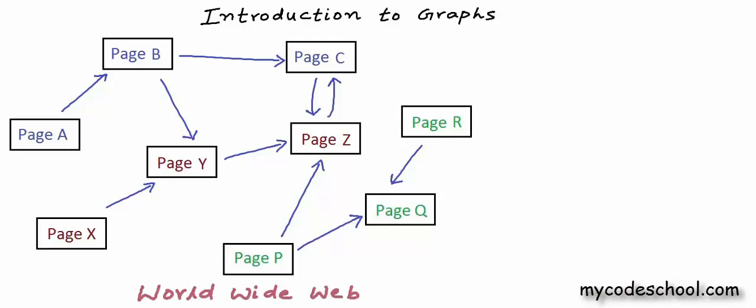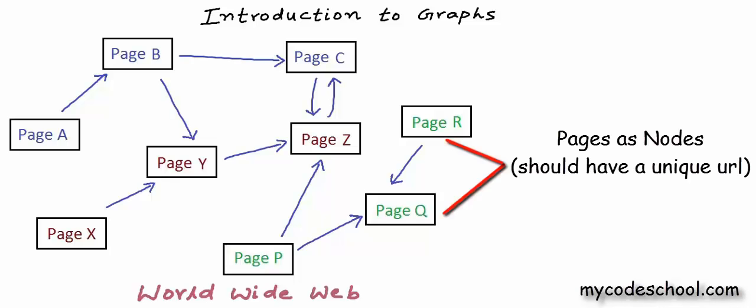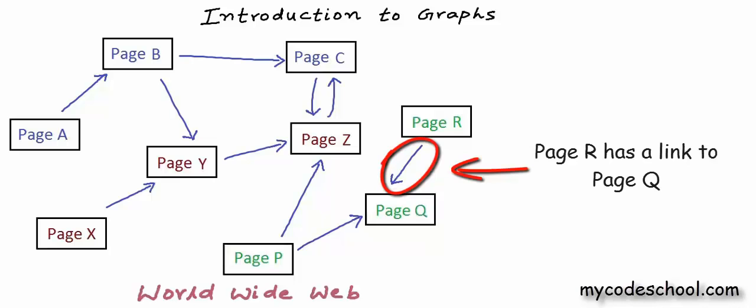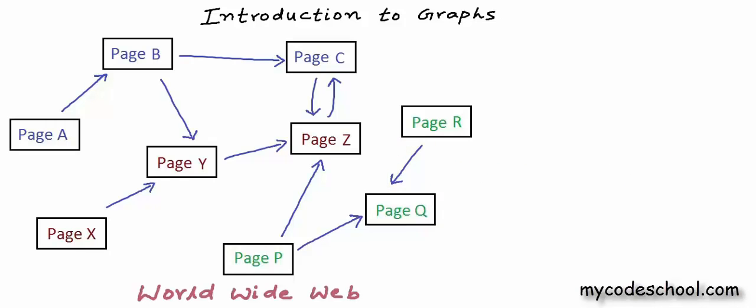A web page that would have a unique address or URL would be a node in the graph, and we can have a directed edge if a page contains link to another page. Now once again, there are billions of pages on the web, but I can show only few here.